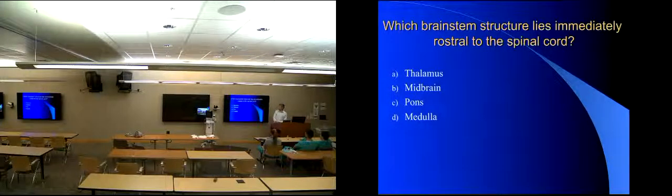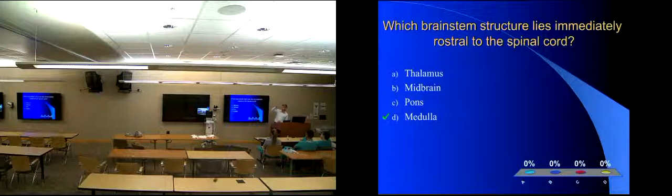Which brainstem structure lies immediately rostral to the spinal cord? What does rostral mean? That's what I was trying to remember. I think it's medulla. So medulla, that's what it is. So again, spinal cord, medulla, pons, midbrain, thalamus.